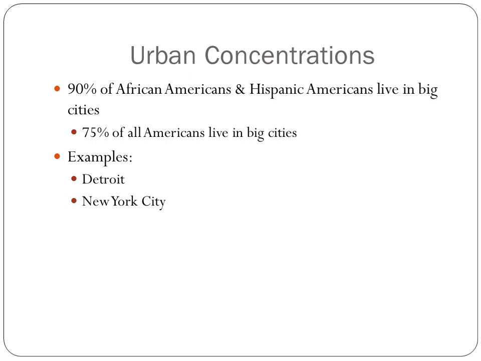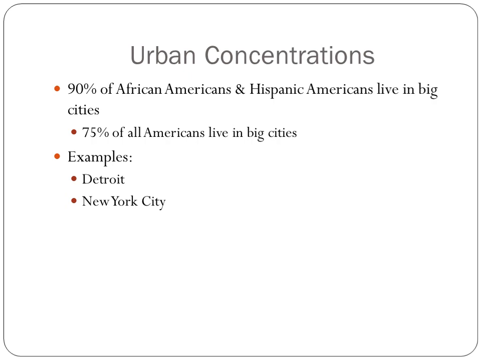New York City, similar story, but for Hispanic Americans. New York City is about 25% Hispanic, whereas New York State is only about 6% Hispanic, 6.25% Hispanic. New York City is about 40% of the state's population, but 75% of the state's Hispanic population. So these are just pieces of evidence to say that African Americans and Hispanic Americans tend to be clustered more in urban areas. We already mentioned Washington, D.C. as an example for African Americans earlier in the lecture.